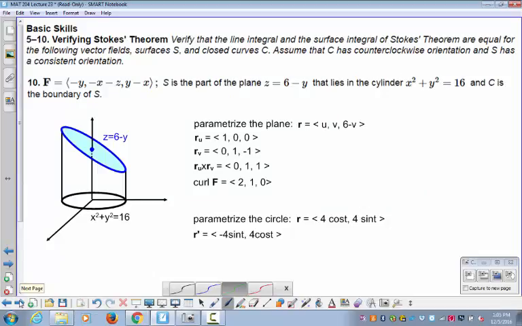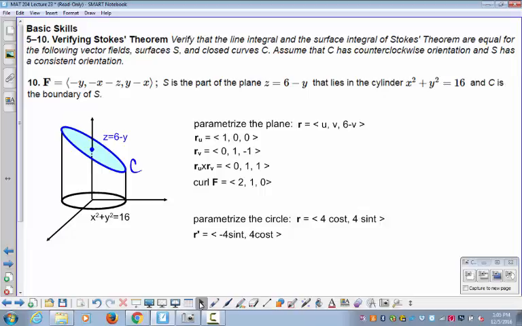Let's do a couple more from Stokes' theorem to make sure that we get this down pat. So number 10, we want to, again, verify that we get the same answer using both the surface integral and the line integral. We started to do this at the end of class. I think I actually finished one piece of it, I can't remember which piece. Doesn't matter, we'll do it right now. We're talking about the plane z equals 6 minus y that lies inside the cylinder. The curve C would be the boundary here, the blue curve, and that's what our surface looks like. It's just that tilted disk, that tilted ellipse.